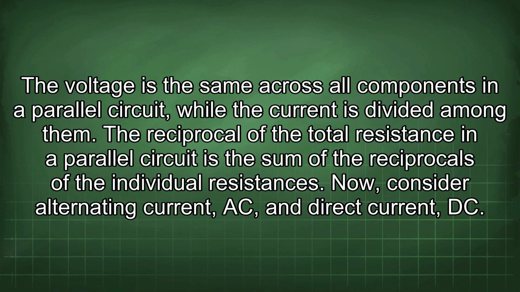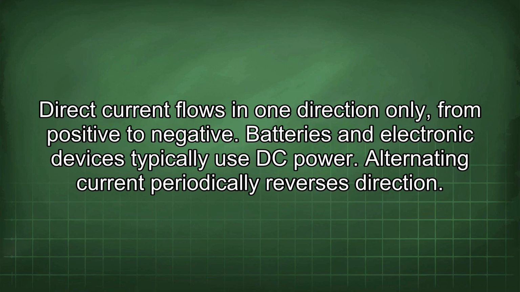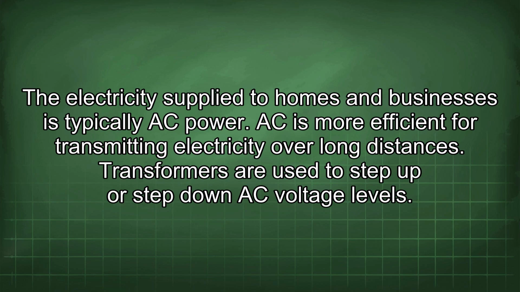Now, consider alternating current, AC, and direct current, DC. Direct current flows in one direction only, from positive to negative. Batteries and electronic devices typically use DC power. Alternating current periodically reverses direction. The electricity supplied to homes and businesses is typically AC power. AC is more efficient for transmitting electricity over long distances. Transformers are used to step up or step down AC voltage levels.